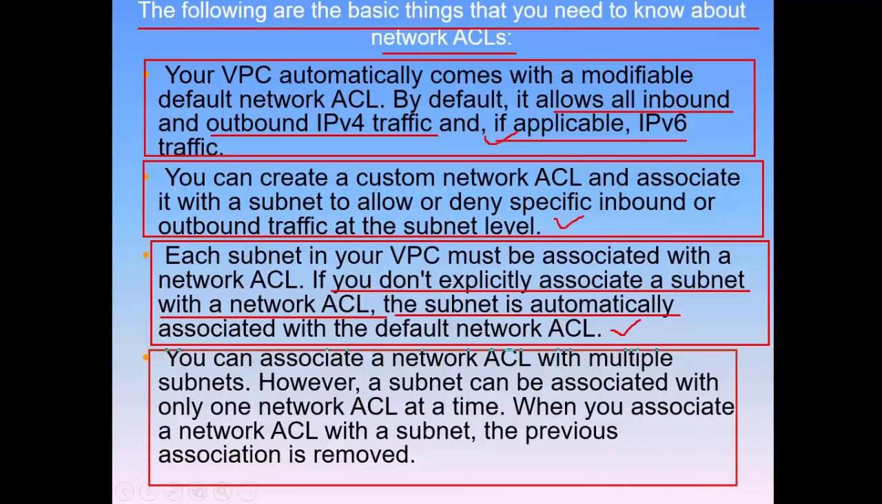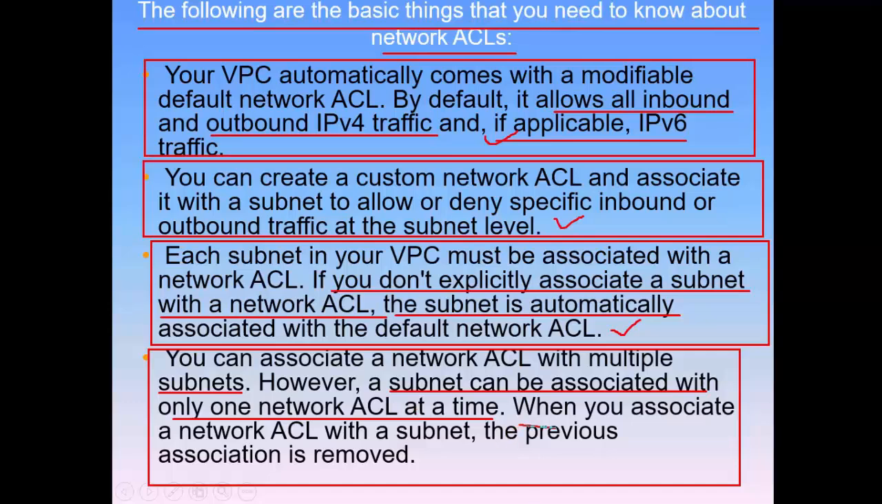You can associate a network ACL. You create one ACL, and it can be associated with multiple subnets. Little confusing, but simple. A NACL can be associated with multiple subnets. However, a subnet can be associated with only one NACL at a time. NACL can be associated with multiple subnets, but a subnet can be associated with only one NACL at a time.